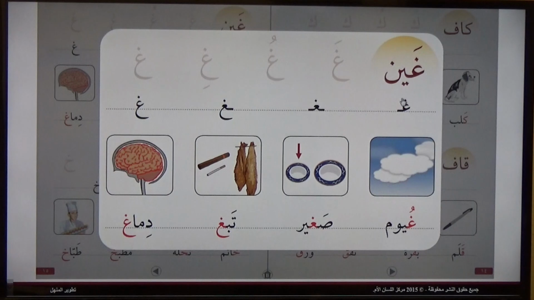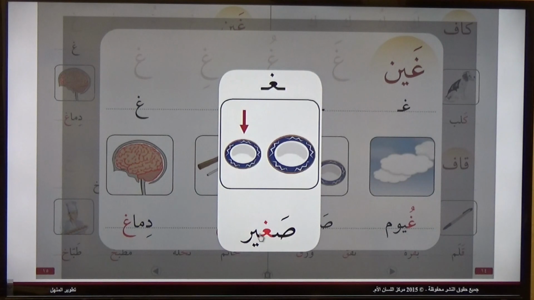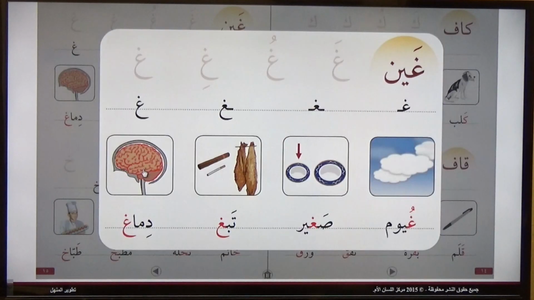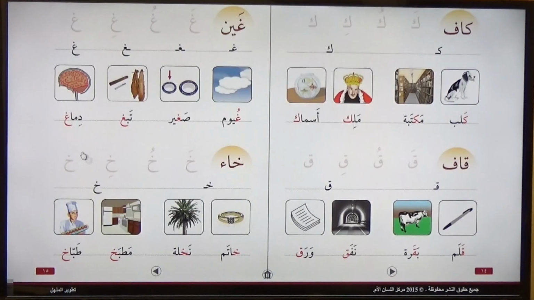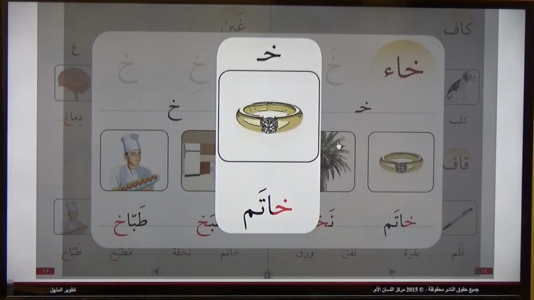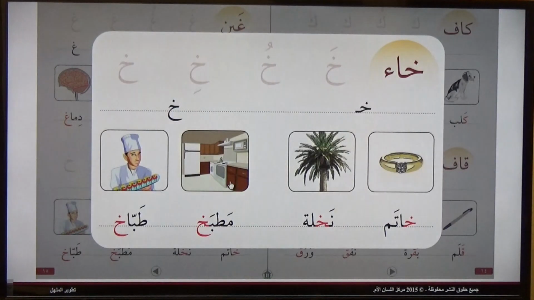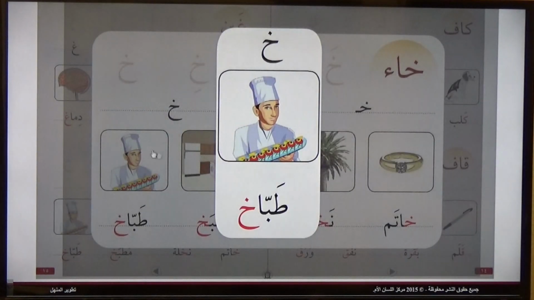Next one, ghain. غيوم, clouds. صغير, small. تبغ, tobacco. دماغ, brain. The Kha letter. خاتم, ring. نخلة, palm tree. مطبخ, kitchen. طباخ, a chef.